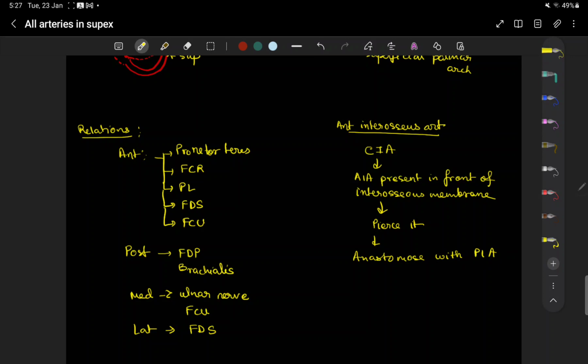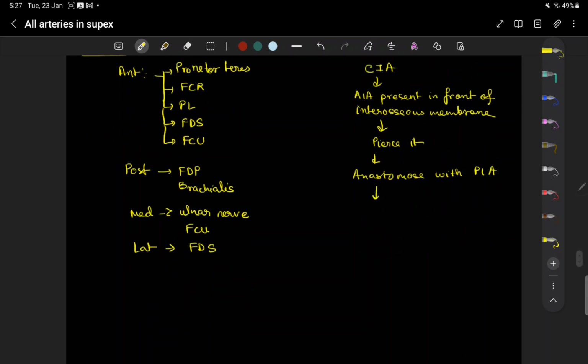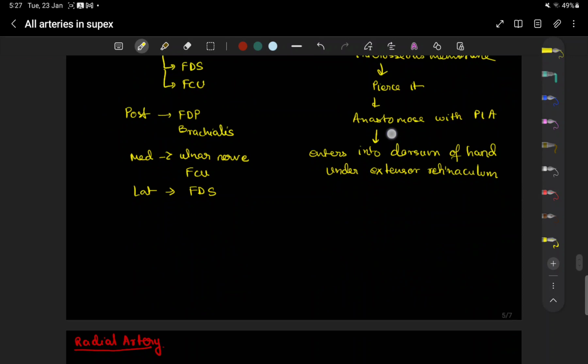But the course doesn't end here. It moves on. It enters into the dorsum of the hand under the extensor retinaculum, and from there it enters into the dorsum of the hand. So there is the termination of the anterior interosseous artery.